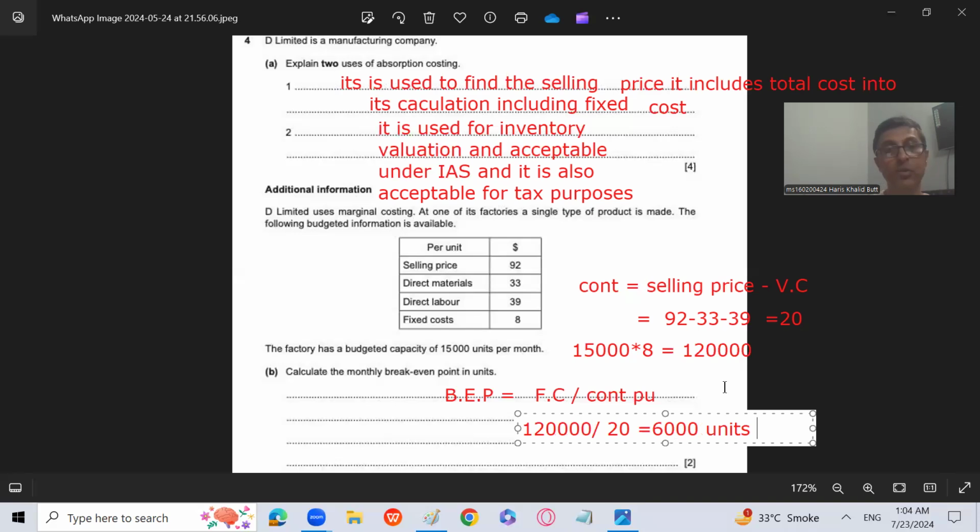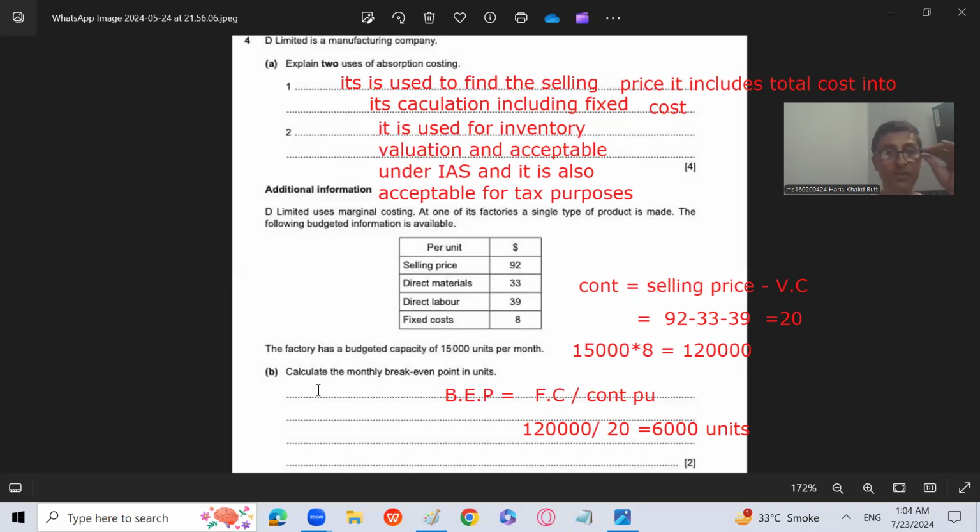So break-even point is going to be 6,000 units. I hope you have understood this point. It's not a difficult thing to understand. So to explain the two uses of absorption costing, I have done that. That is 4 marks. And then we have been asked to calculate the break-even point.